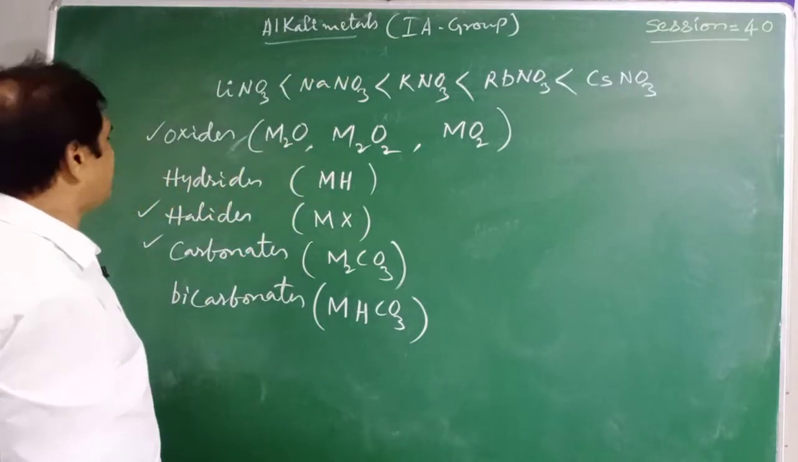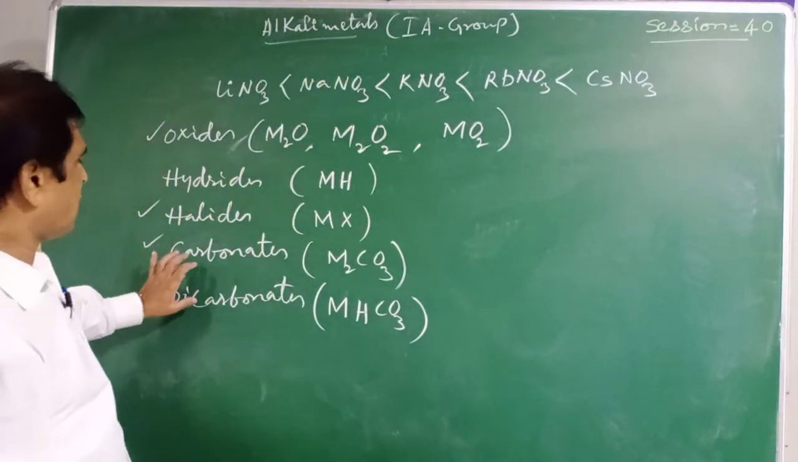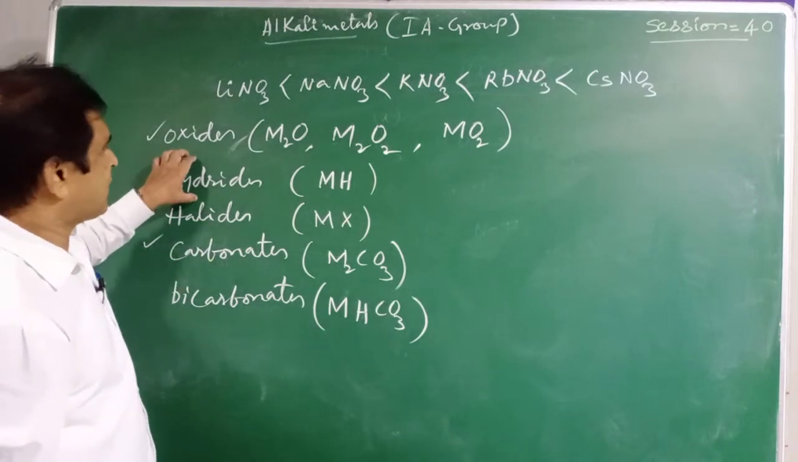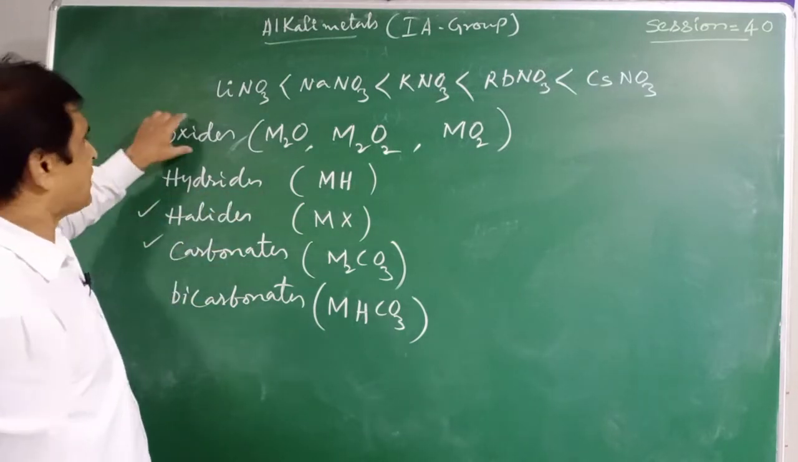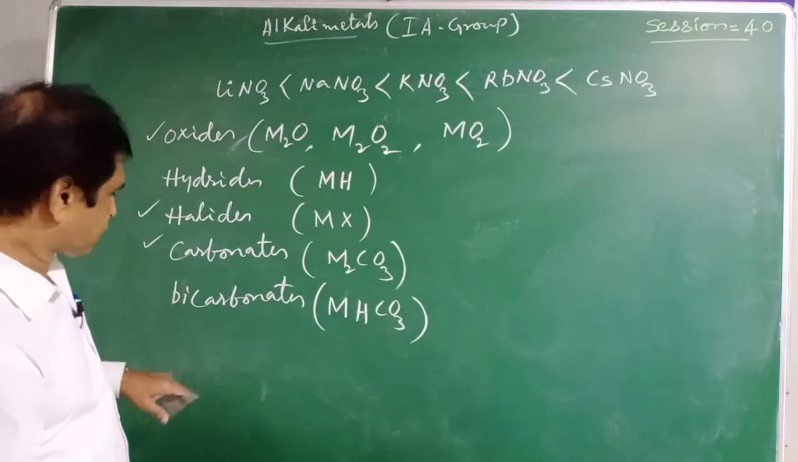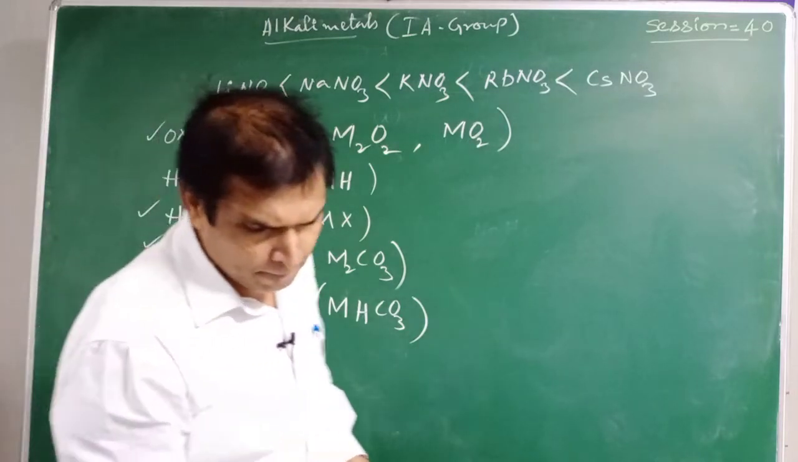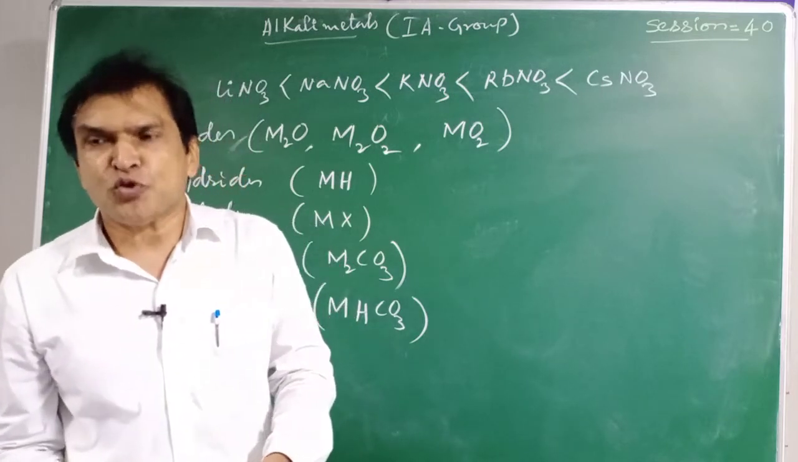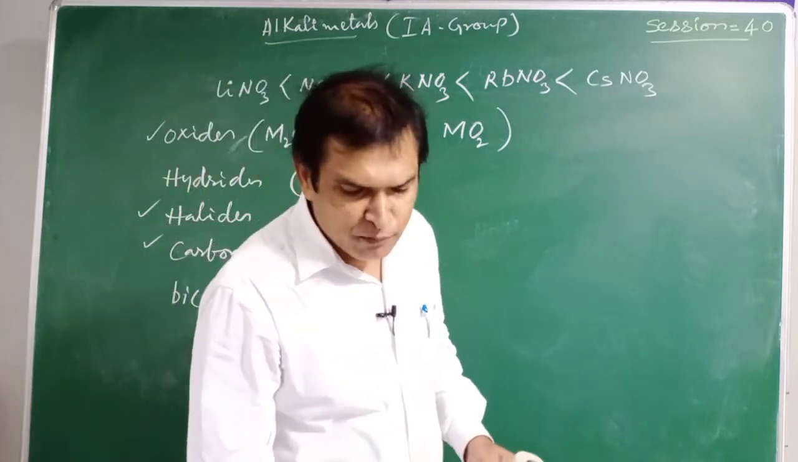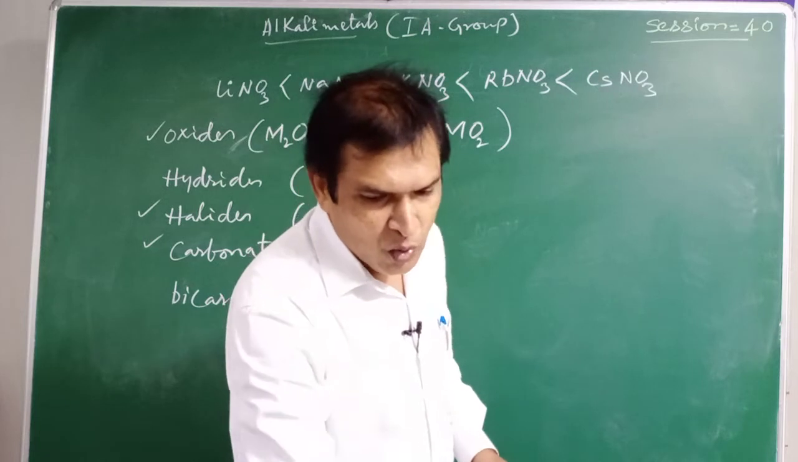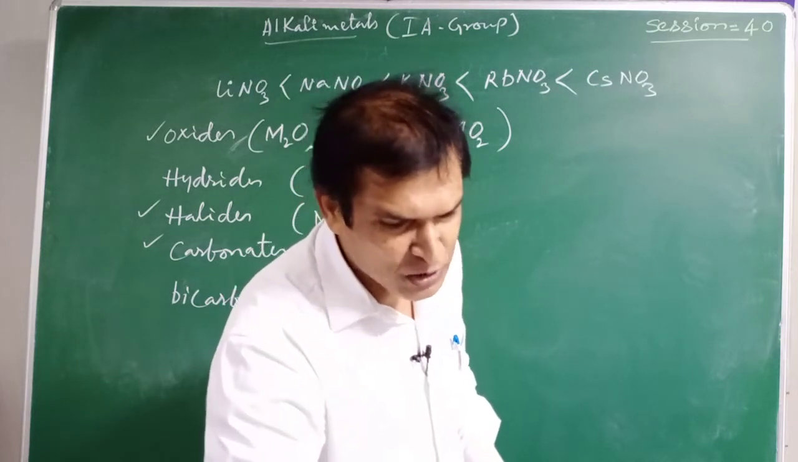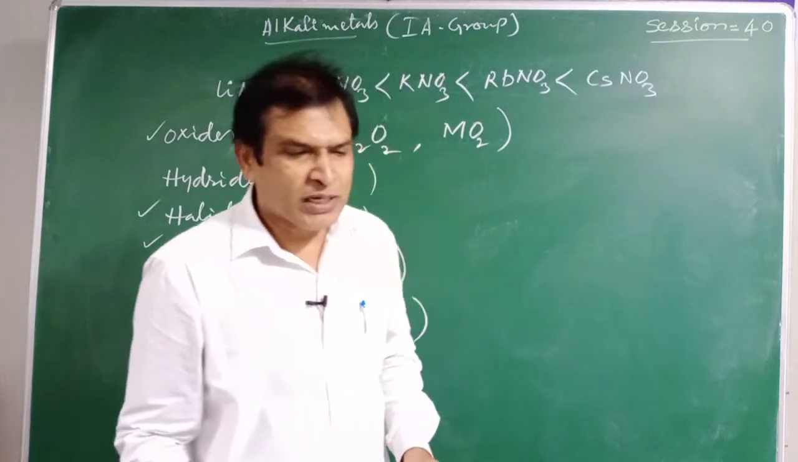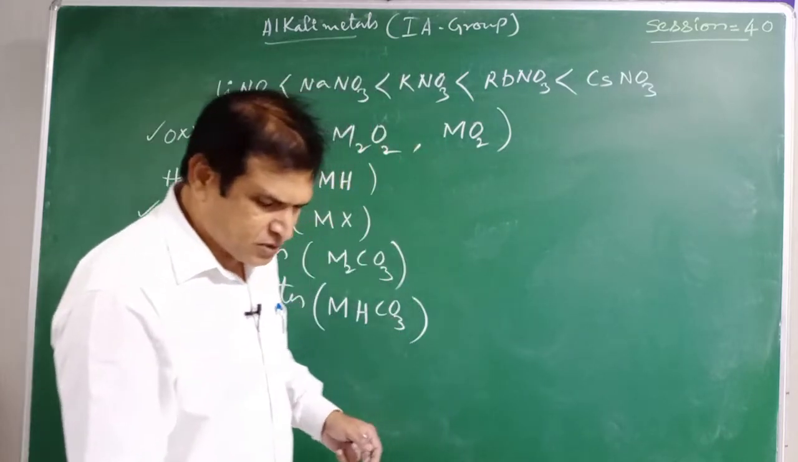Now carbonates and bicarbonates we finished. Halides we completed. Hydrides we also completed. Then oxides we completed. Next we have extraction of sodium metal. So what is the extraction of sodium metal? Extraction of sodium can be done by different methods.